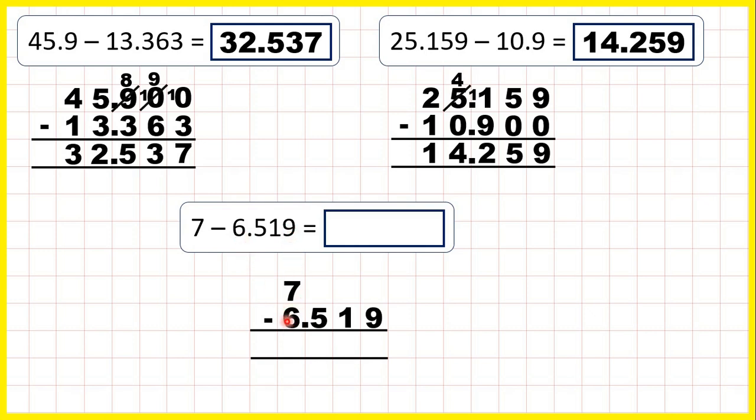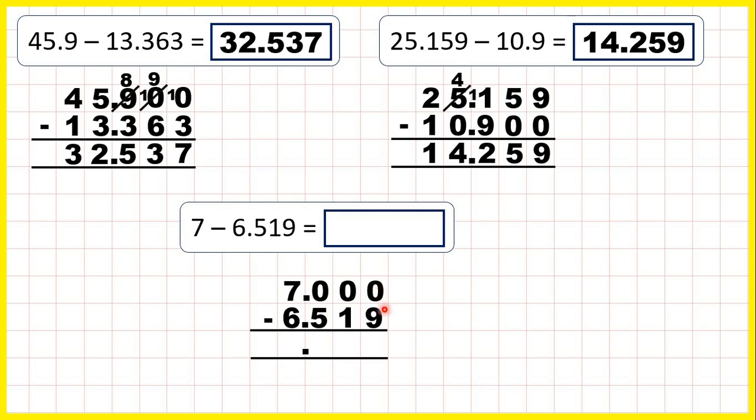Finally, we have 7 minus 6.519, and it's important that we write the 6 ones from our decimal underneath the 7 ones that we're subtracting from. Now 7 is the same as 7.000. We can always add a decimal point and then zeros on the end of any whole number, because all the zeros tell us is that in the number 7 we don't have any tenths, hundredths or thousandths. But now we can copy down the decimal point and subtract using column subtraction.